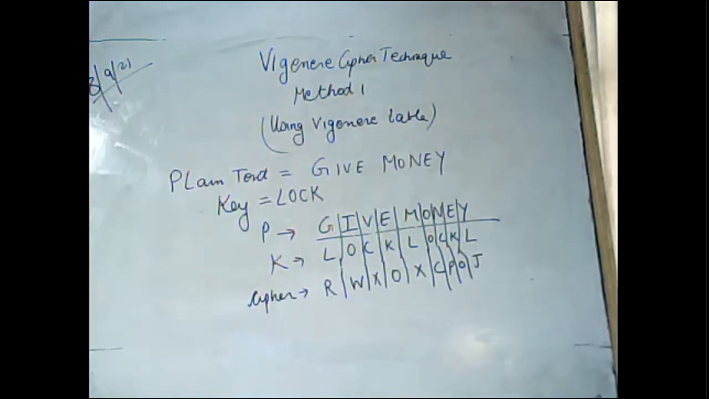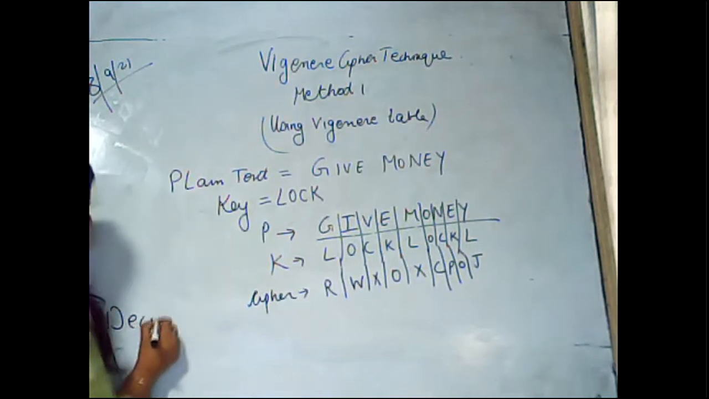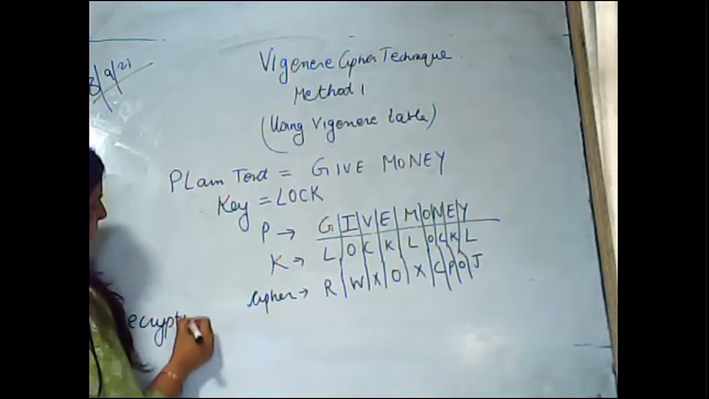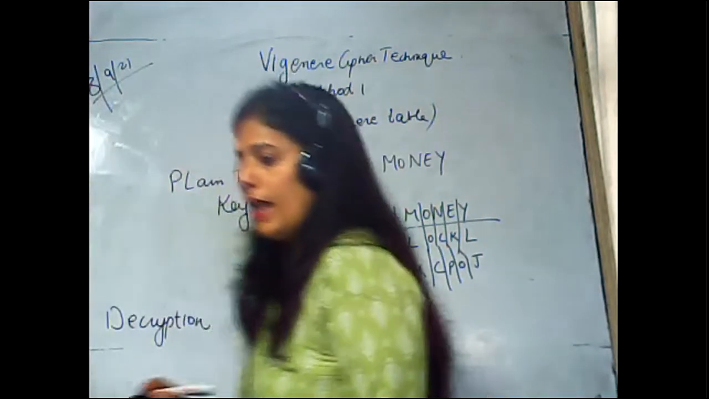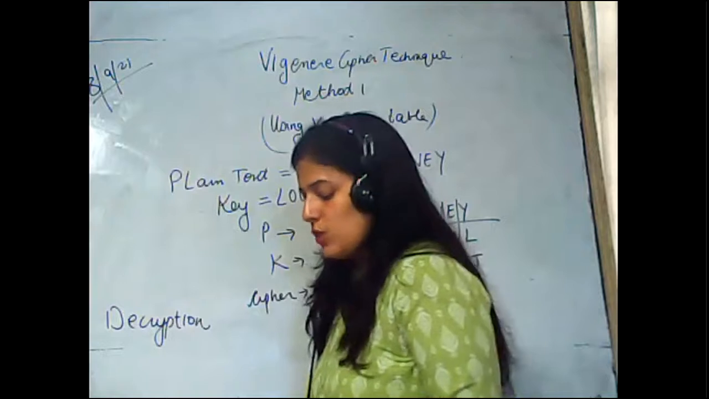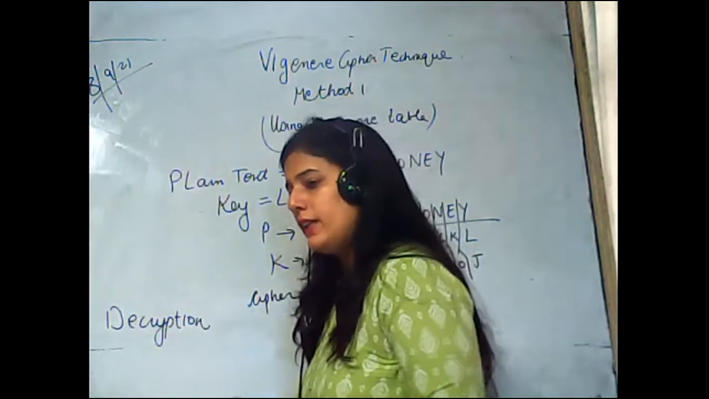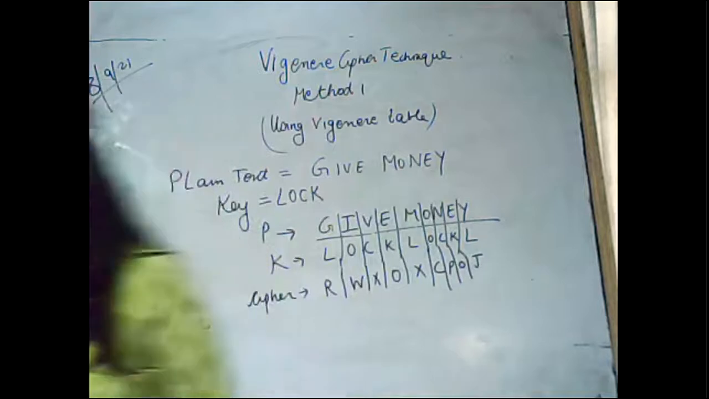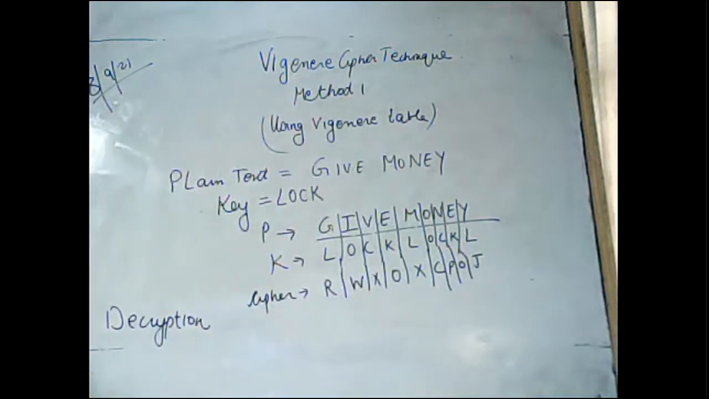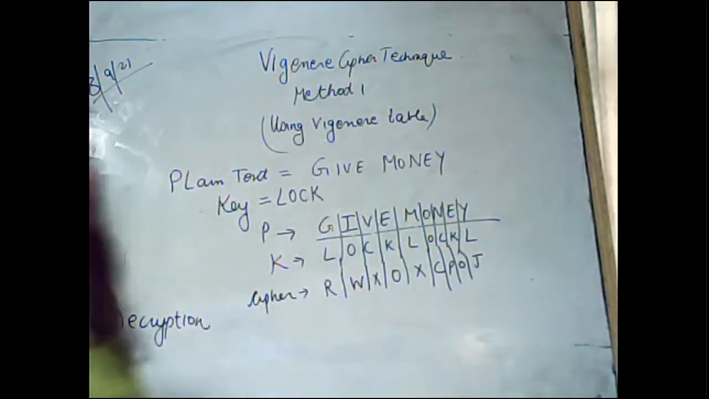Similarly, for the decryption part, you can do the reverse process. For the decryption part, there could be a case where you are given a particular cipher text and the key value, and you may be asked to find the plain text. At that time also you can use this table concept.